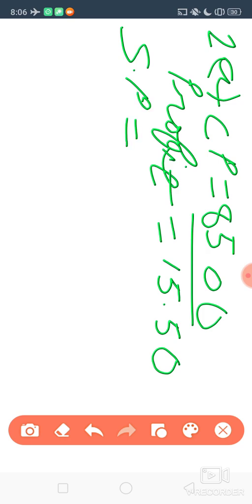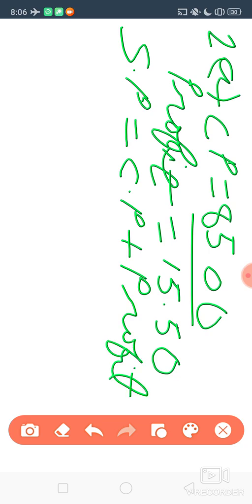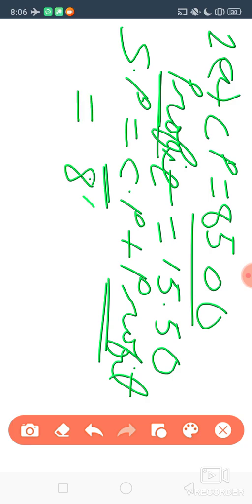So for selling price, what formula do we know? Selling price is equal to CP plus profit. One more formula is there, CP minus loss, but here loss is not given, profit is given, so we'll use this formula, CP plus profit. Now how much is CP? CP is 85.00, plus we have to add profit. Profit is 15.50.